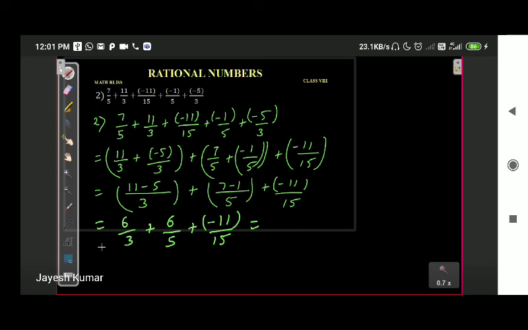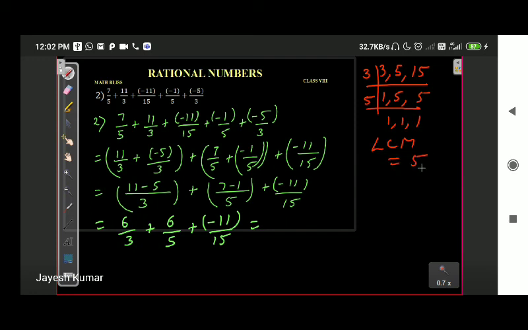Now, we will have to take the LCM of 3, 5 and 15. First of all, we divide by 3. 3 ones are 3. 5 is not divisible by 3 and 5. After we divide by 5, then we get 1. So the LCM in this case is 15.